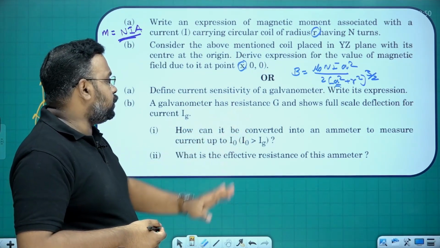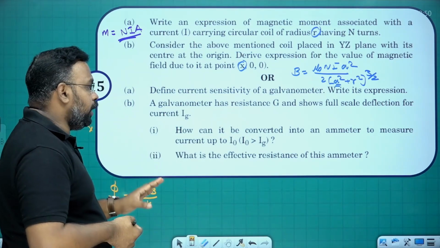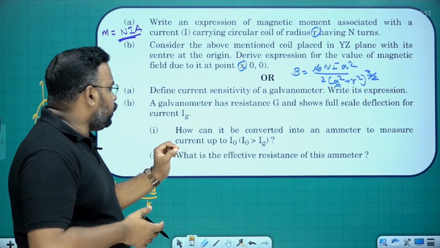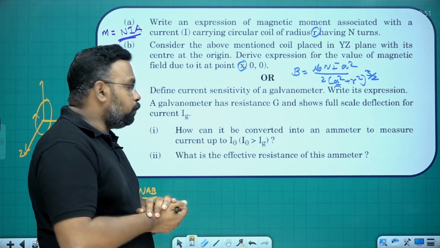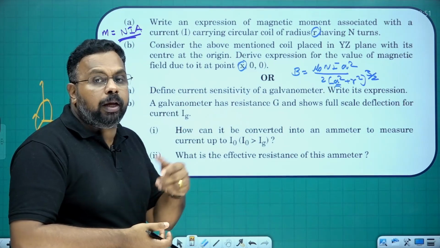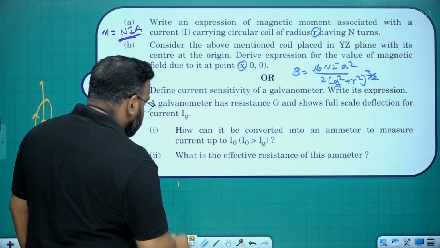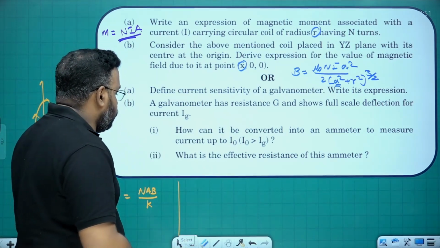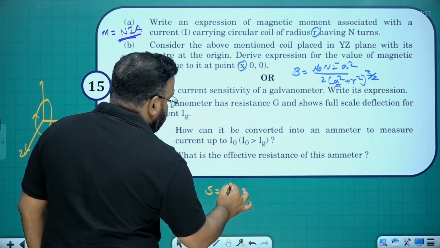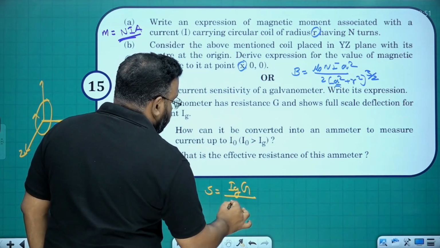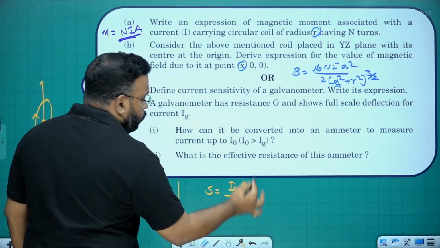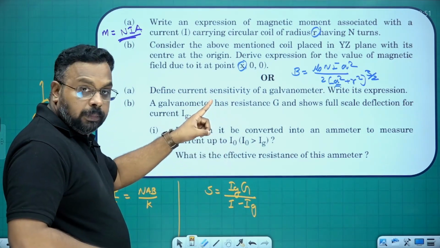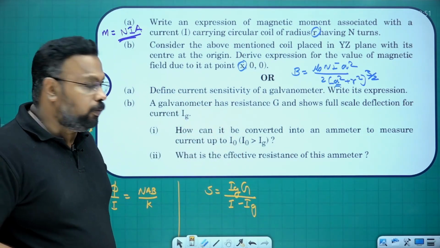A galvanometer has a resistance G, shows a full scale deflection for a current Ig. Full scale deflection means it is the range of the galvanometer. How can it be converted to an ammeter to measure a current up to I naught? So we need to connect a shunt resistance, you know that? Shunt resistance means we need to connect a low resistance parallel to it, and what is the formula for it? It is Ig into G divided by (I minus Ig). This is the formula for the shunt resistance. What is I here? I naught, the range of the ammeter that we are going to design.